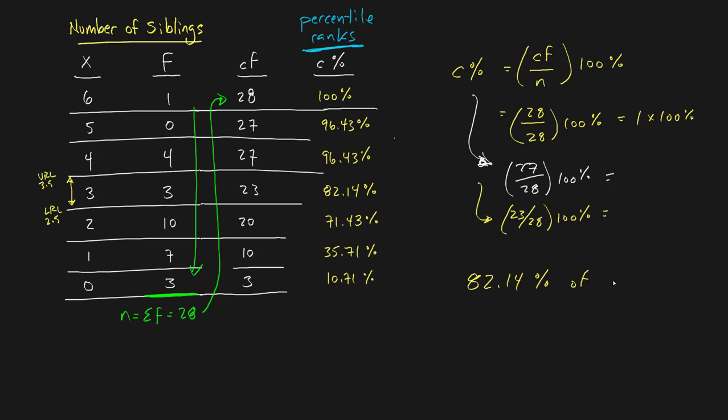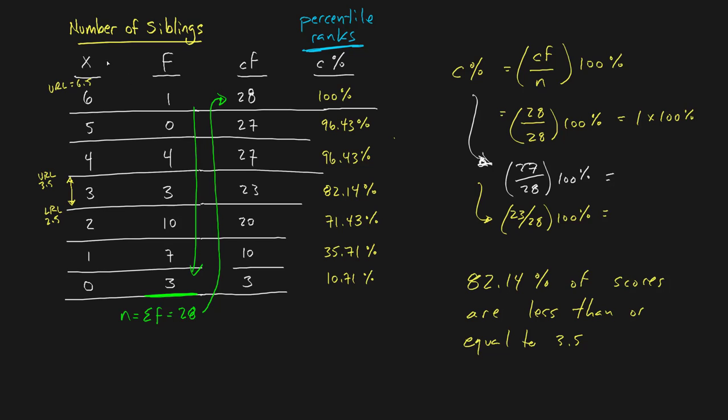So I would say that 82.14% of scores are less than or equal to, not 3, but 3.5. And the same is going to be true for every one of my categories. So 100% of scores aren't less than or equal to 6. They are less than or equal to the upper real limit, which is equal to 6.5. So these percentages, or these percentile ranks, they don't really go with the raw scores that I see here. Instead, they go with the upper real limits of the scores.